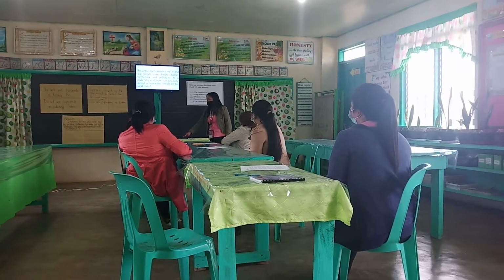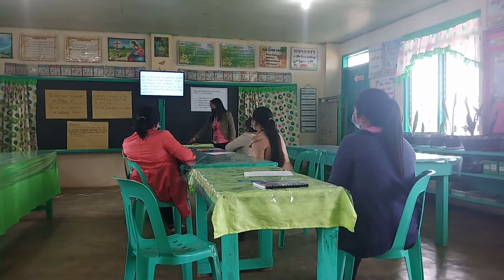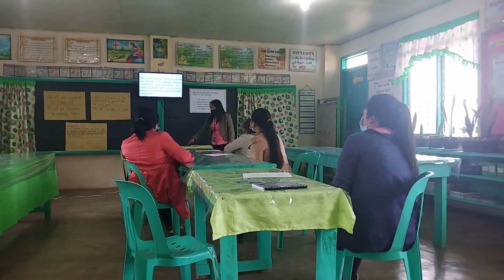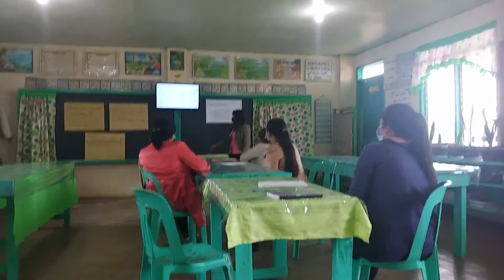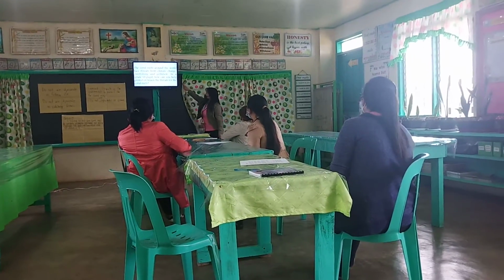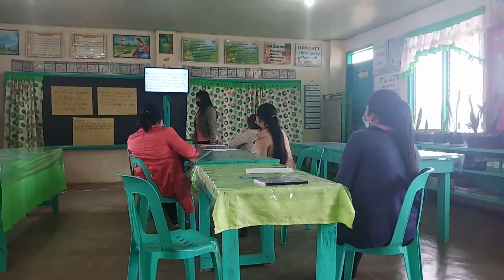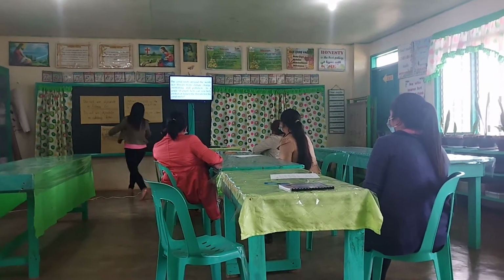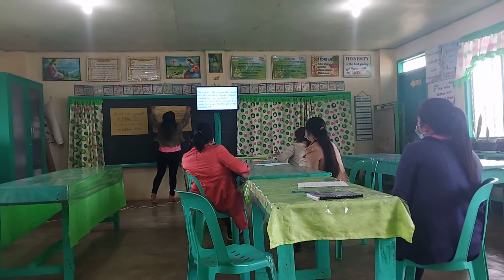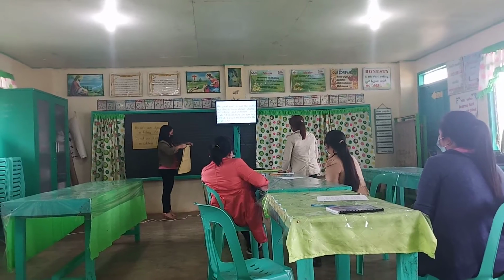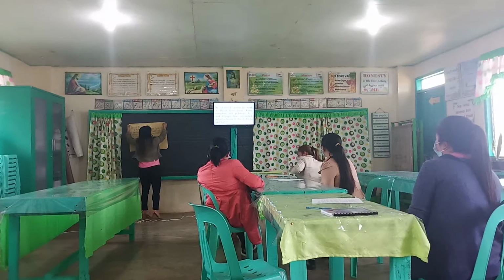So it says here, the coral reefs around the world face threats from climate change, overfishing, and pollution. As a grade 6 pupil, how can you help protect or lessen the threats for coral reefs? Being grade 6 pupils, how will we protect them? Yes, please stand. We will protect our coral reefs by not using dynamite in catching fishes. Okay, very good.